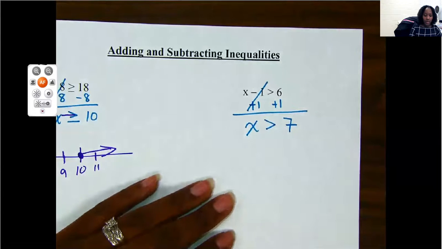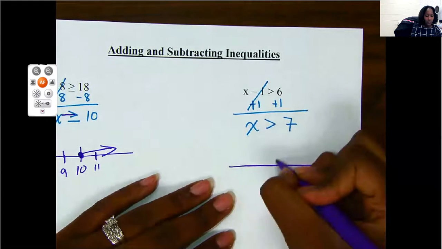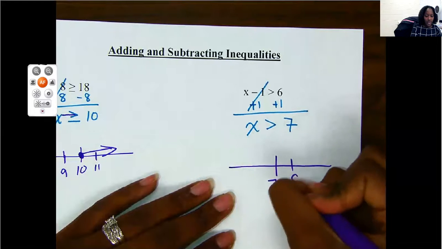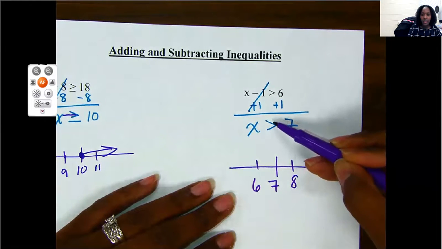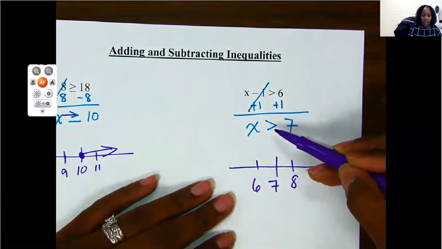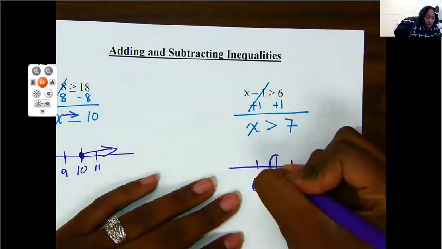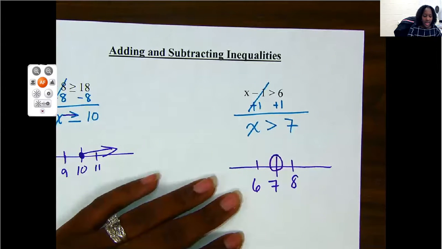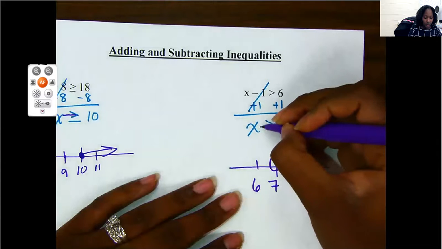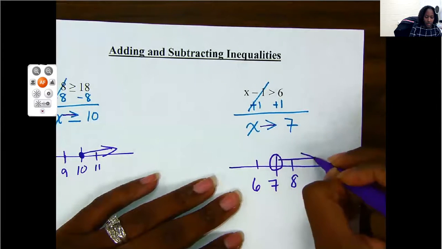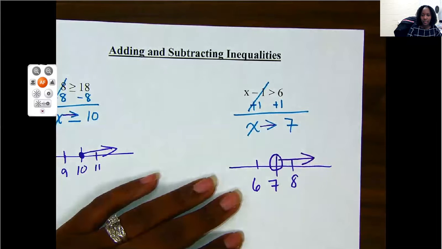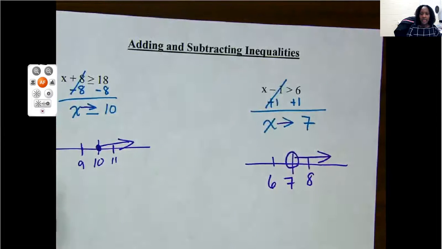I'm going to do my number line. Put 6, 7, and 8. This one is just the inequality symbol. I don't have a solid line. So that means my answer is going to be an open circle. And it says greater than. So my arrow needs to go to the right. So I'm going to put an arrow pointing to the right. Okay. All right, let's look at the next one.